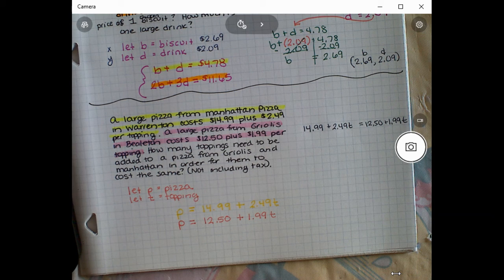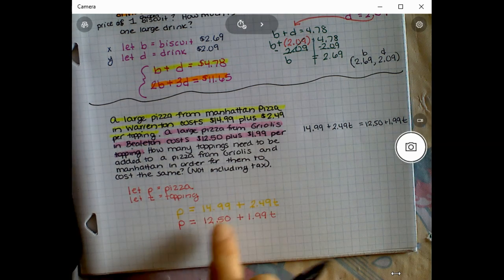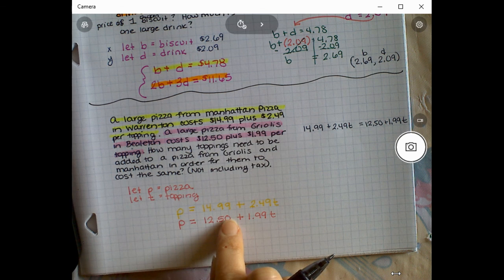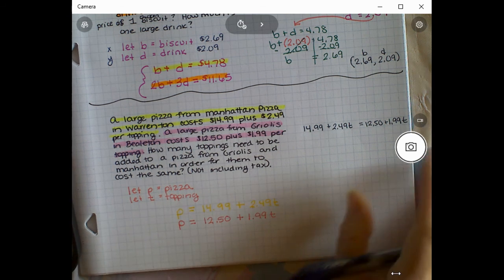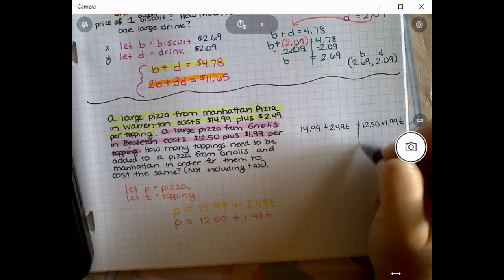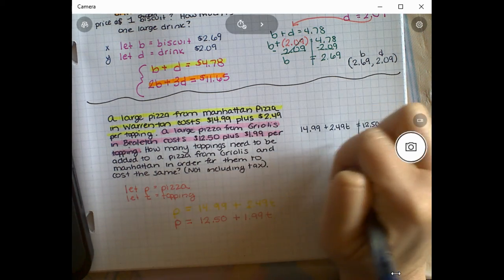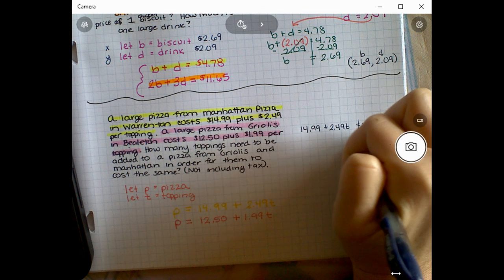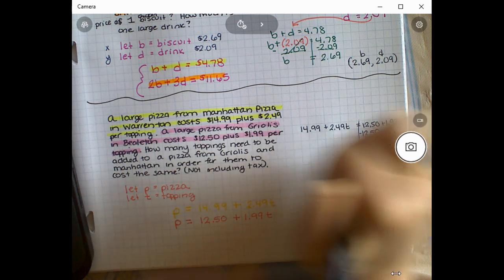All right, so we just substituted in using the transitive property. This equals p and this equals p, so these must equal each other. All right, using the steps to solve an equation, we're going to solve this equation. I'm going to subtract $12.50 from both sides.